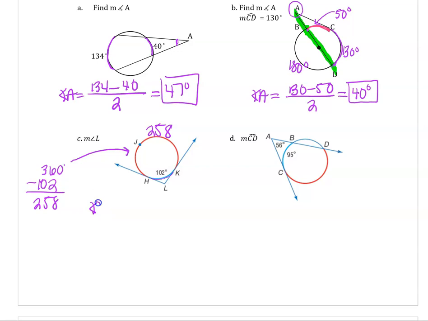So now if I want angle L, it's big arc minus small arc divided by 2. So angle L will equal 78 degrees.